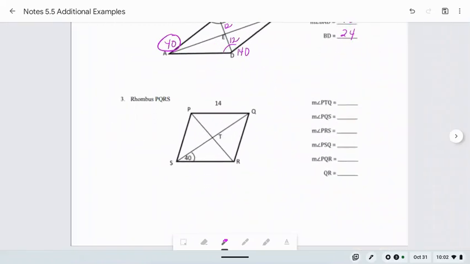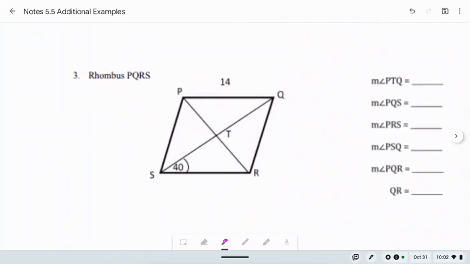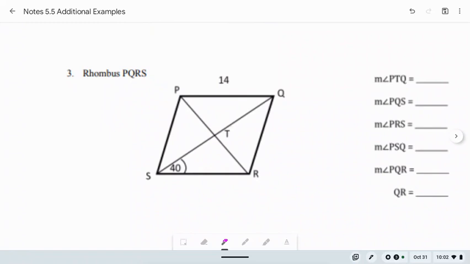Moving on to the next example, a rhombus. So there's a lot we know about a rhombus. We know that all the sides of a rhombus are congruent. So if one side is 14, that makes all sides 14. I also know that the diagonals of a rhombus are perpendicular, so they're going to form 4 right angles. And then I know that in a rhombus, the diagonals bisect the angles. So if that angle's 40, then the one next to it would have to be 40.